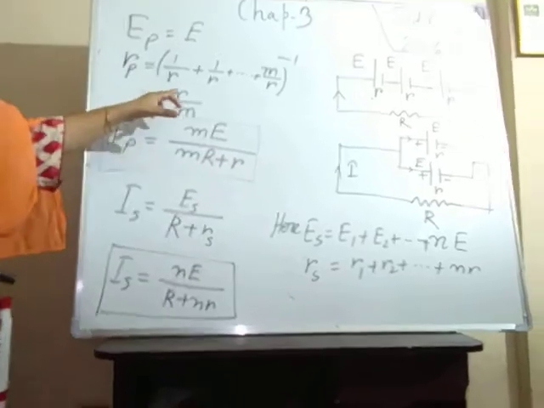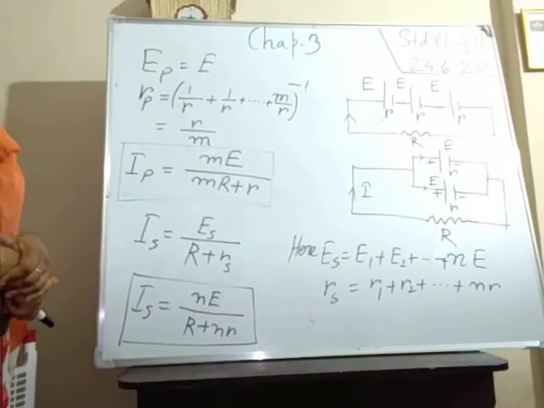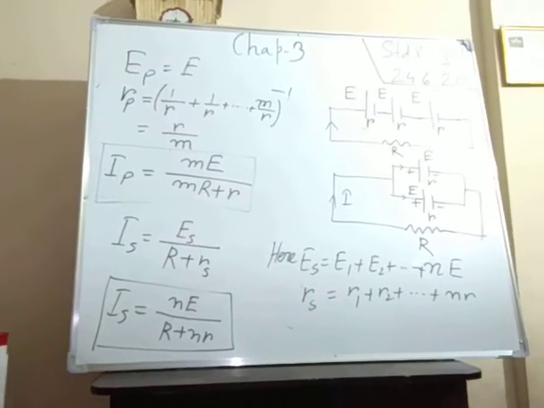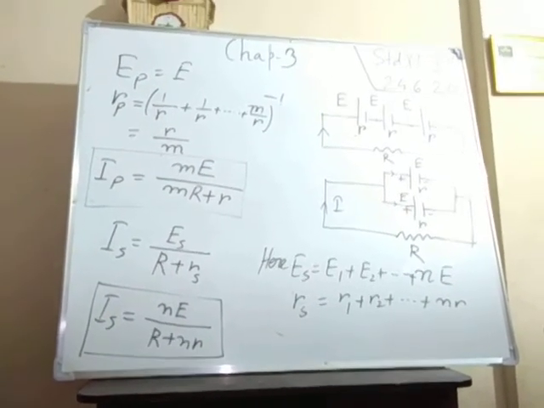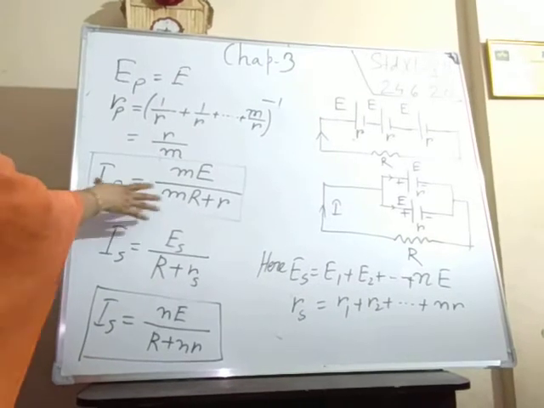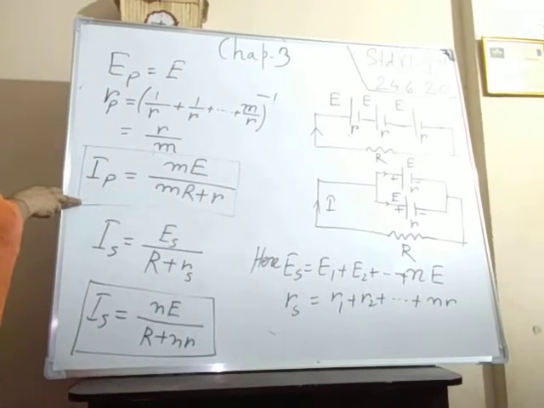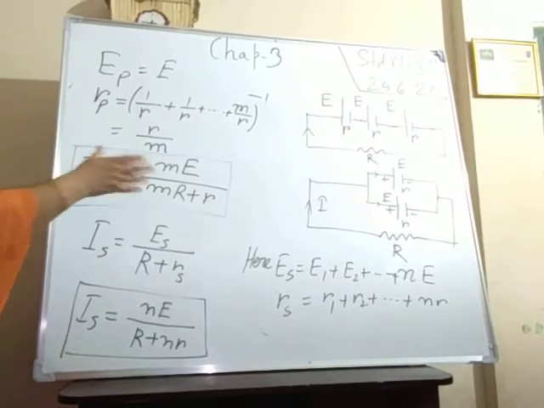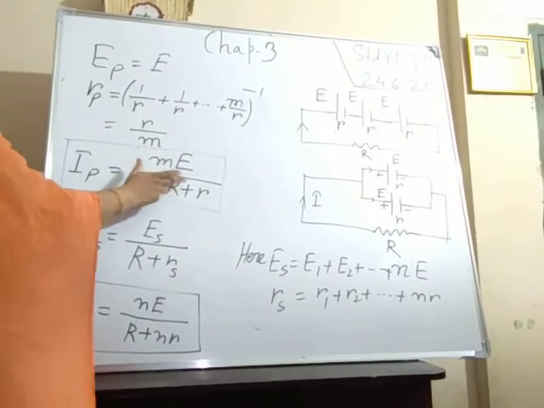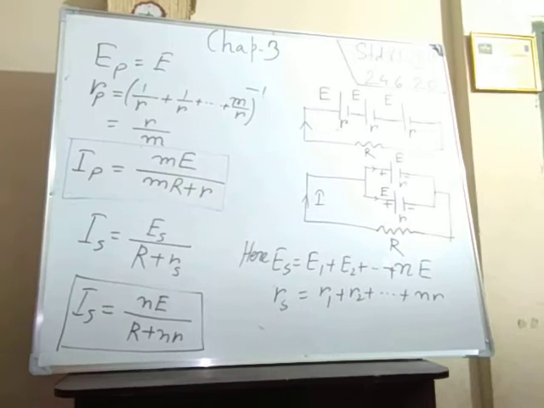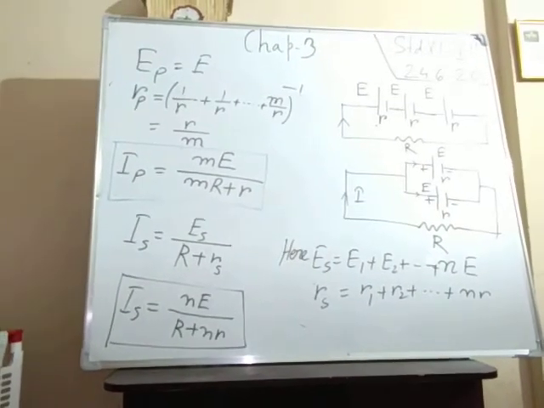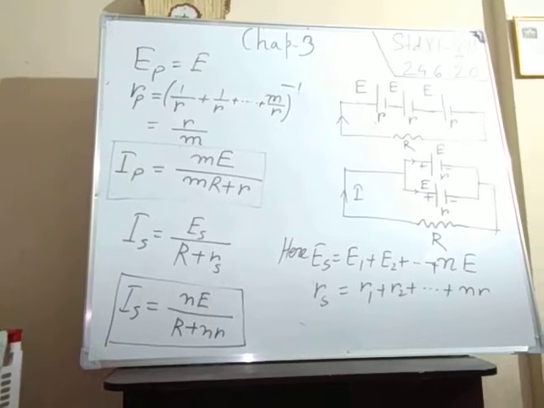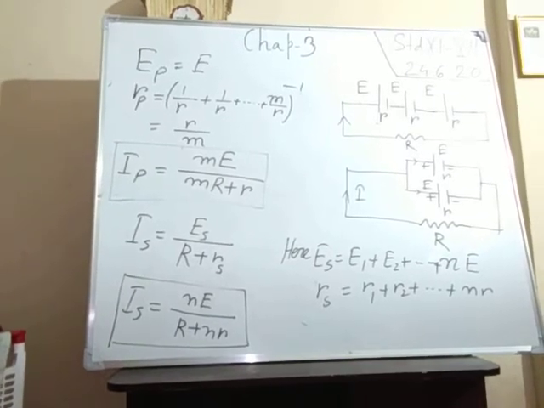By putting the value of RP in the equation I equals E by capital R plus small r, the result comes like this: IP, that means the current in parallel combination, equals ME by MR plus small r. So dear students, this type of maths also comes in your HSC examination. You will practice this type of math which is given in your book.